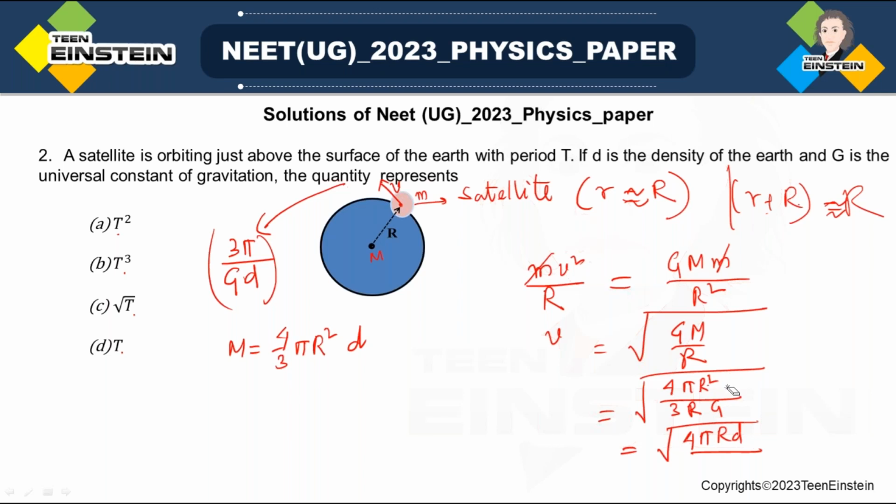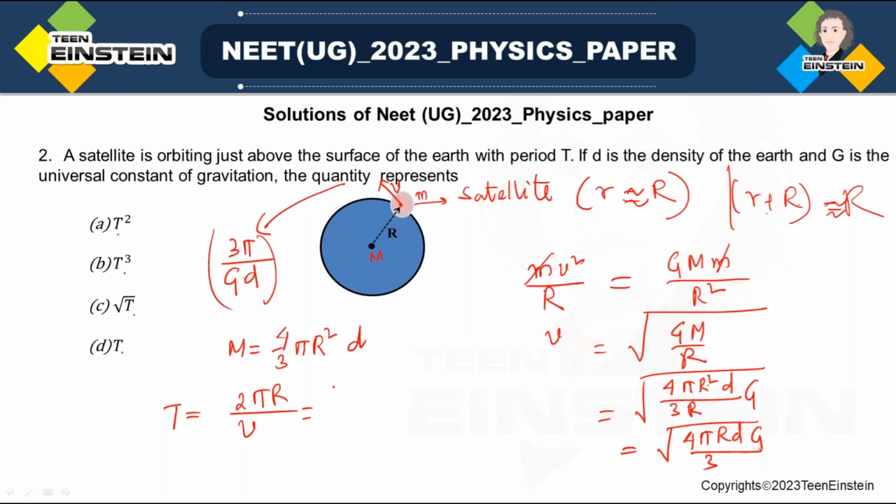This gm by, so gm, this will be here, it will be d, and g also will be there. The numerator, that is g by 3. Okay, 3 pi by gd. So this is one thing. Now what is time period? Time period is 2 pi r by v, right?